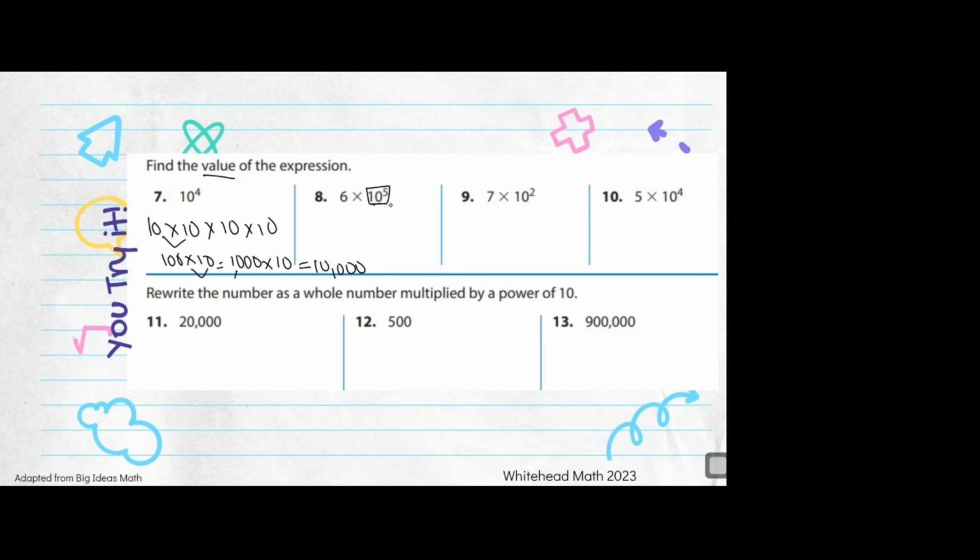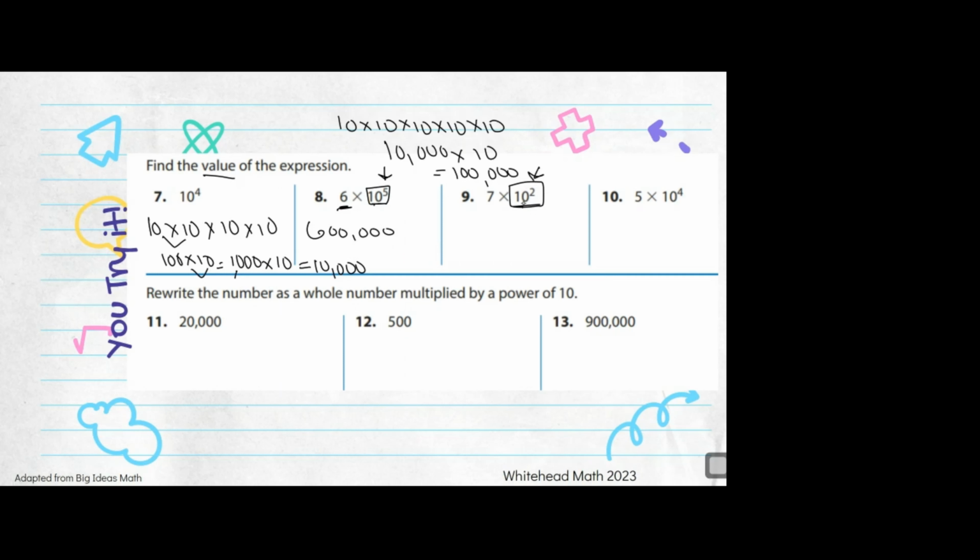Okay, let's do this one. This has 6 times 10 to the 5th power. Well, what does this tell me to do? I need to multiply 10 times 10 times 10 times 10 times 10. Well, if I know that 10 to the 4th power is 10,000, then 10,000 times 10 is 100,000. But I'm not done yet. 6 times 100,000 is 600,000.